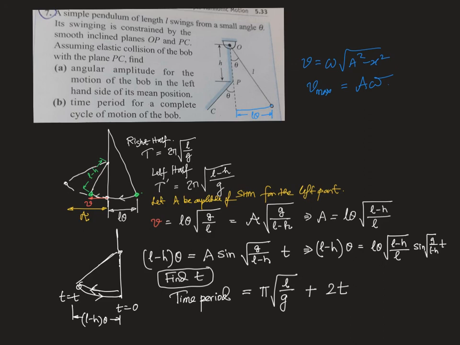And this is the answer to part B. And part A, angular amplitude of motion. So that is, angular amplitude is A divided by L, right? Meaning, in the absence of this collision with the inclined plane, it would have gone up to that. So this is A.